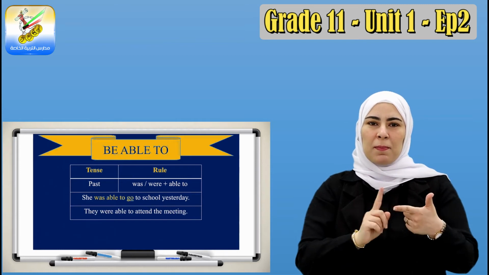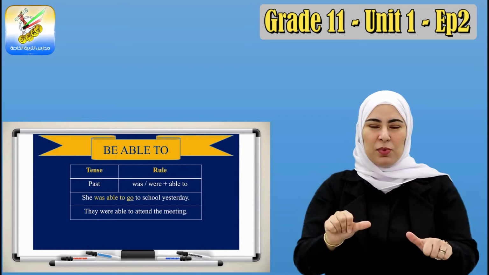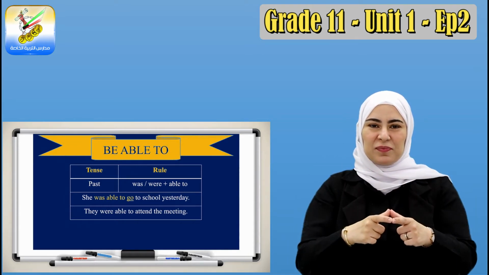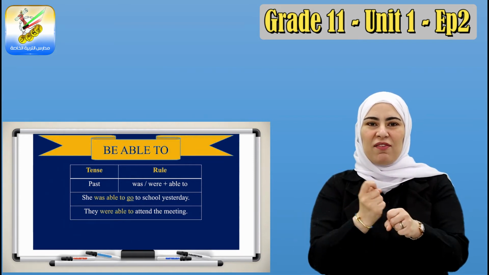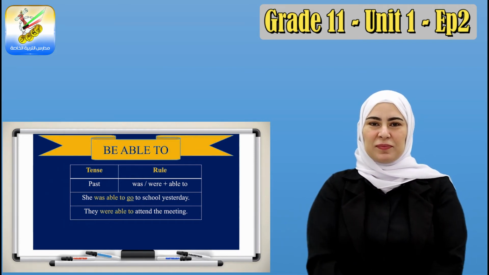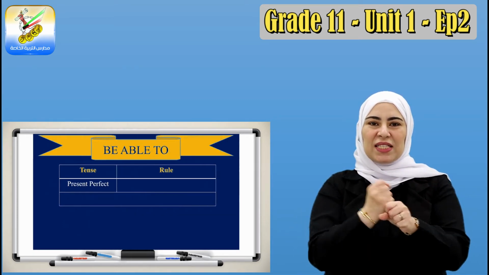Another example. They were able to attend the meeting. We followed the rule by putting were plus able to, and the verb that refers to the ability is attend.